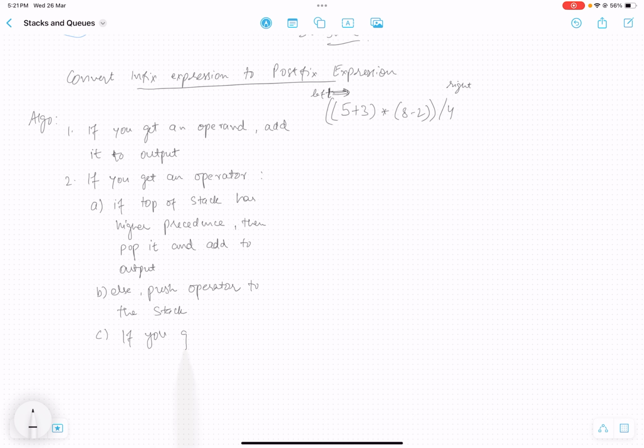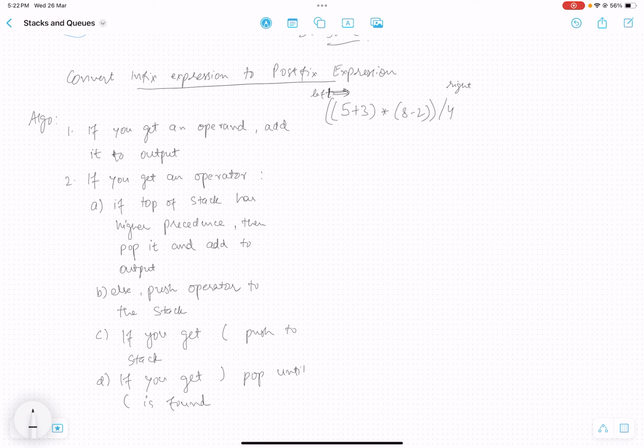If you get an opening parenthesis, push to stack, and if you get a closing parenthesis, pop until the opening parenthesis is found in the stack, which will always be there because we are assuming that the expression is a valid one. And if the expression is finished, then whatever is there in the stack, keep popping it.